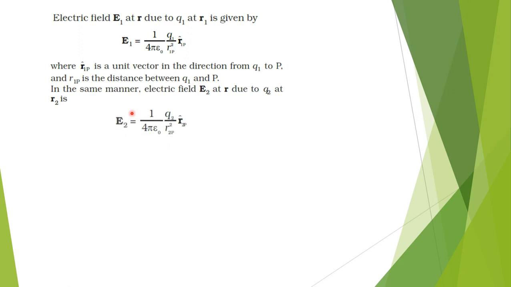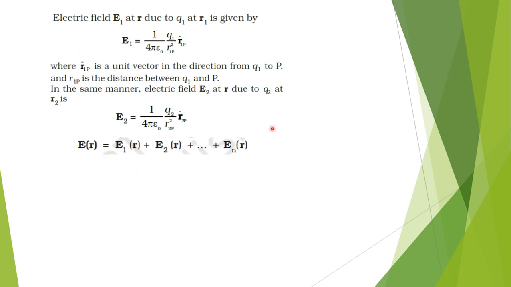Similarly, we'll write E2. How will it be? E2 is equal to 1 by 4 pi epsilon naught Q2 by R2P square into R2P cap. This is our unit vector. This is the distance. It's clear, no? Force and electric field, the relation and how it differs, you should understand properly. There should not be any confusion.